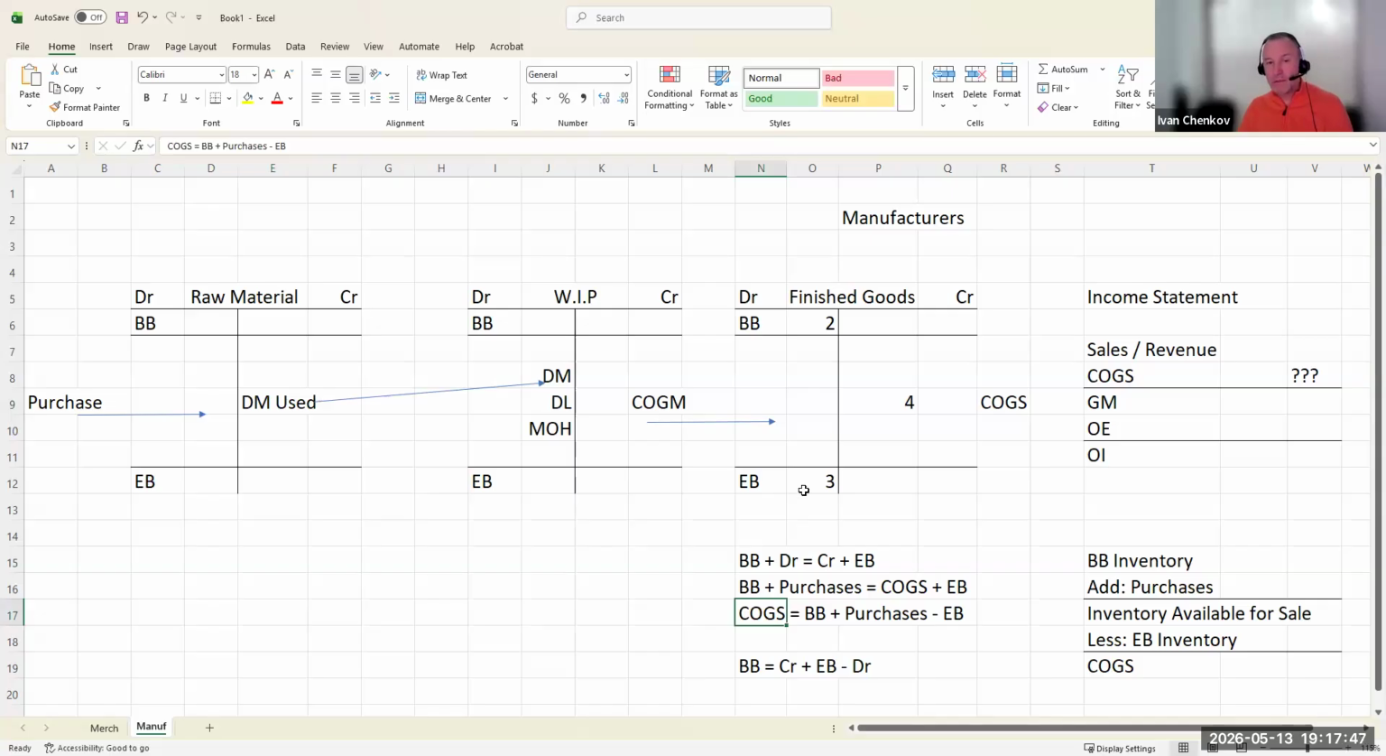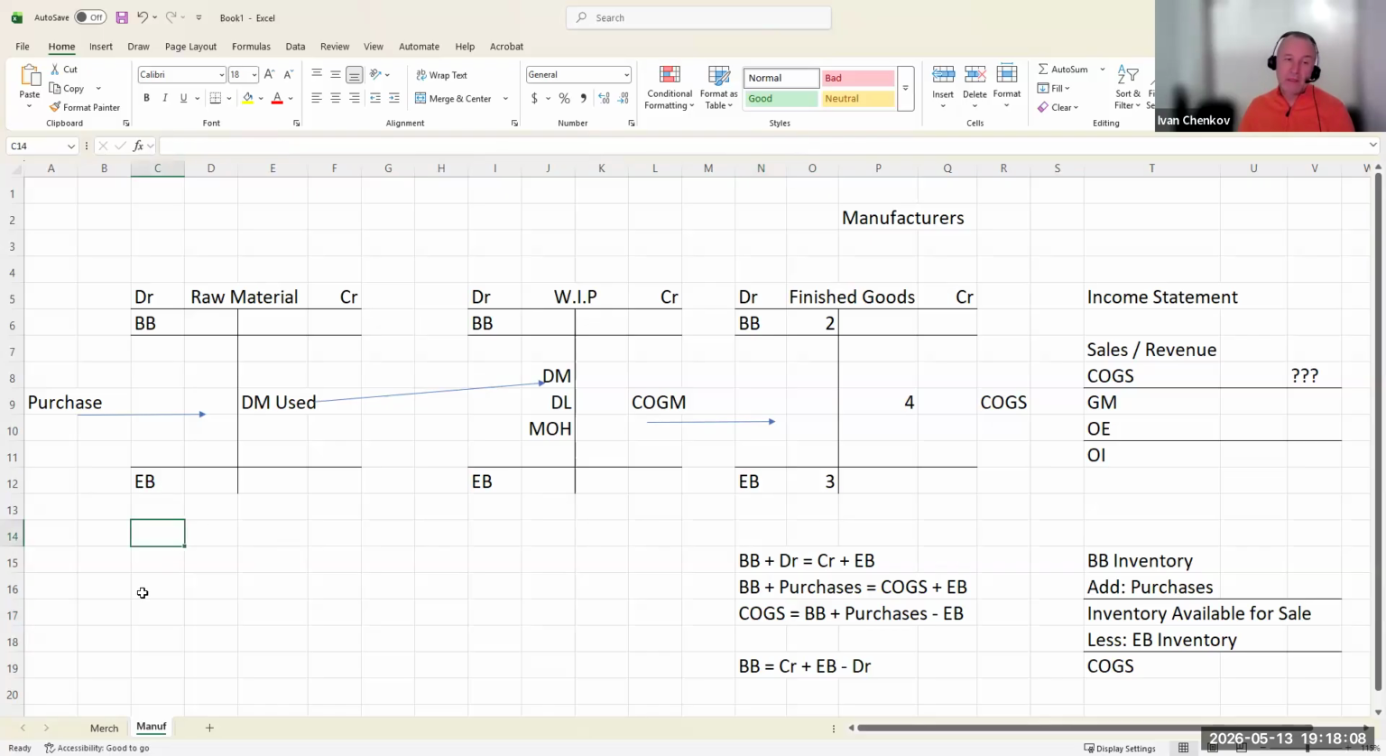Now I know that from the finished goods, I can get the cost of goods sold. Excellent. But that doesn't solve my problem. So from where should I start first? I'm going to start all the way from the raw material. So in order to get the cost of goods sold, first I have to find out how much direct material I have used.